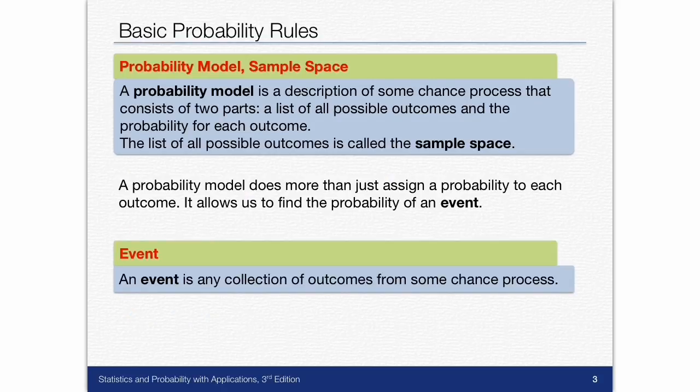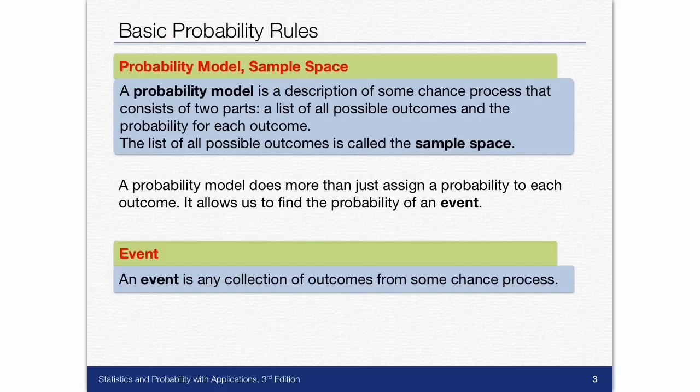So here's a definition to write down. A probability model is a description of some chance process that consists of two parts: a list of all the possible outcomes and the probability for each outcome. The list of all the possible outcomes is called the sample space. So what we just saw in the previous slide is the sample space. It's not the model because it doesn't tell us the probability of each outcome. It just lists all the possibilities.